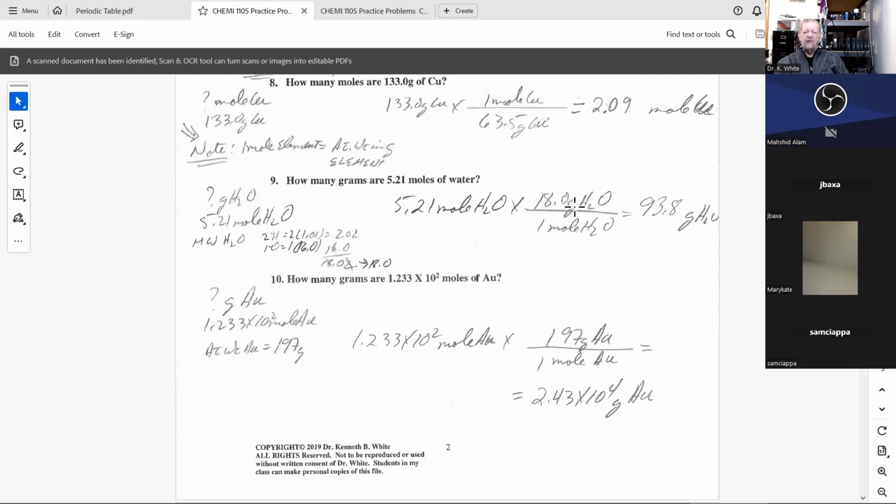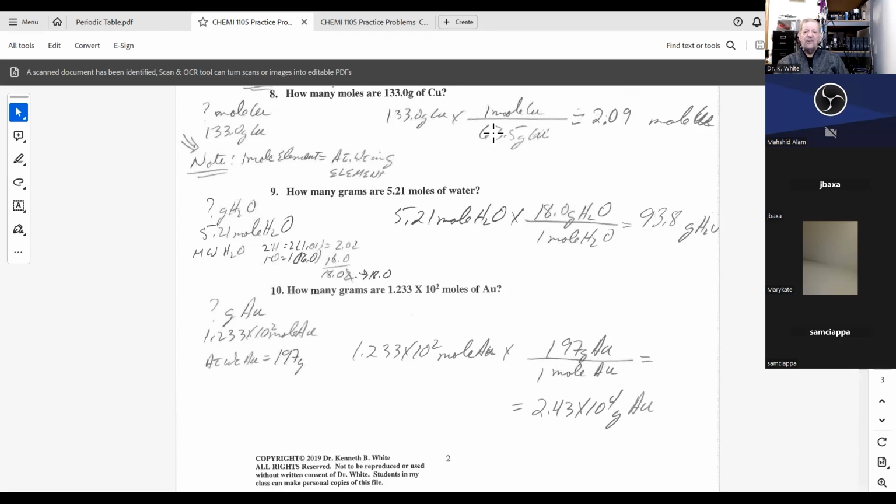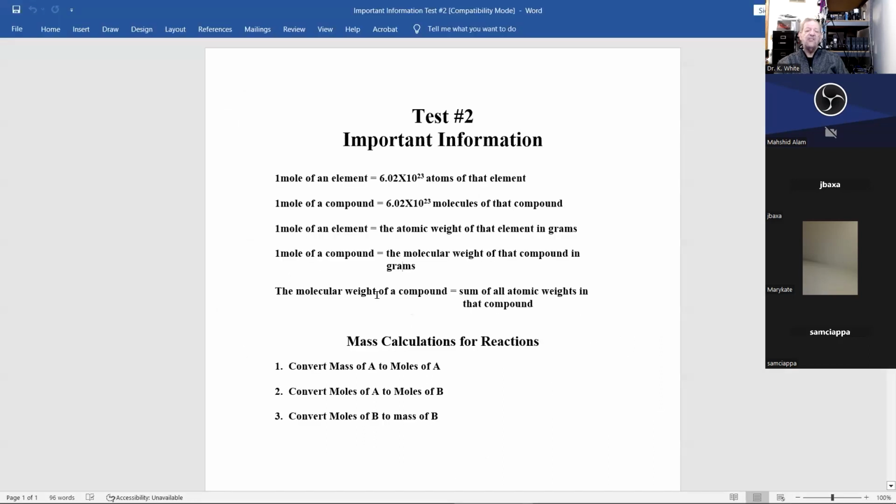All right. So where do we get a relationship between moles of a compound, water, and grams of that compound? Well, you go and look at important information, test number 2. One mole of a compound equals the molecular weight of that compound in grams. And the molecular weight is the sum of all atomic weights.